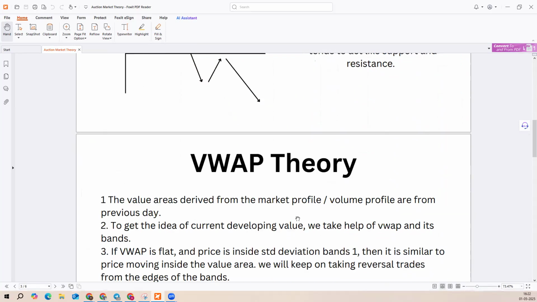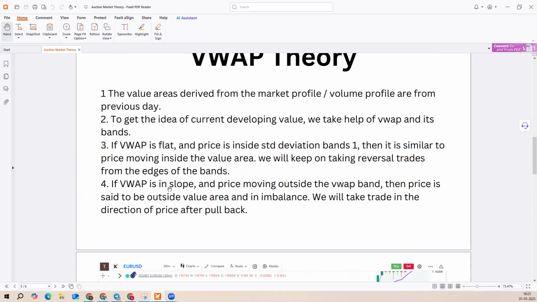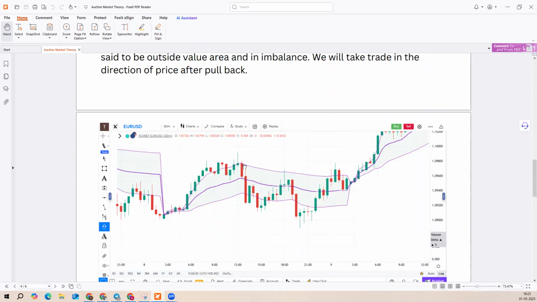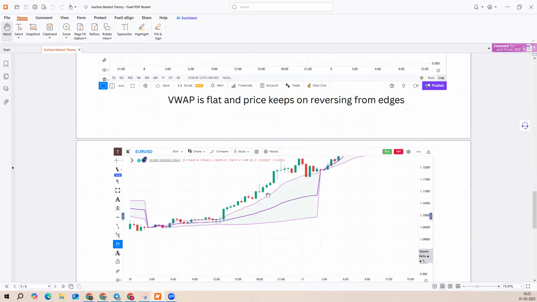Okay, then we have a VWAP theory. So what is VWAP, guys? In case of the previous day value area, we are checking the market profile, but the market is also creating a new value on a daily basis. So if the VWAP is flat, it means that the price is inside the standard deviation band 1. And if the VWAP is sloping, it means that the price is moving outside the VWAP band, and that is actually the price is in imbalance. So if you see here, we have a flat VWAP and the price is actually reversing from these deviation bands. However, here we can see that the price is in imbalance and it keeps on going in the same direction.